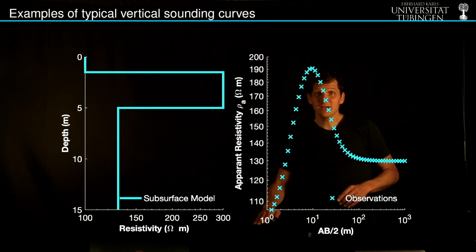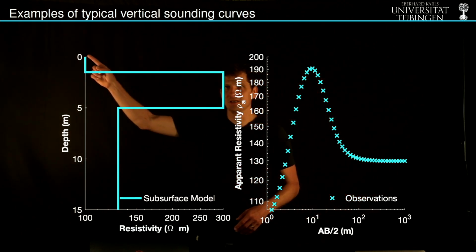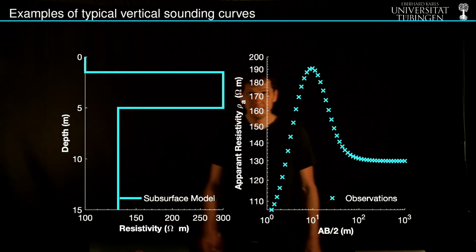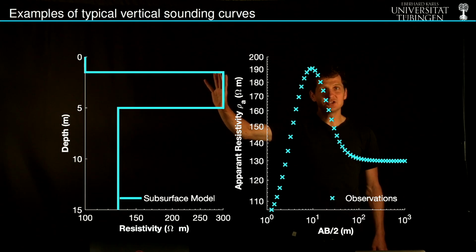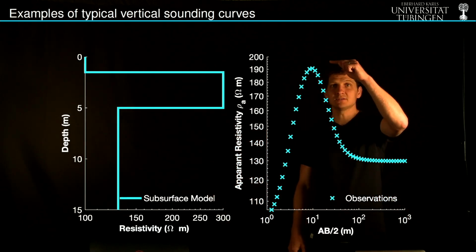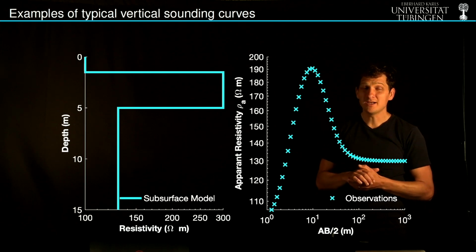Then let's go at the shallow end, very small distances. We should only see the shallow layer, so that's about 100 ohm meters. That corresponds again to this end member case, okay? Now, what about this in-between layer, this sandwich layer? True resistivity is 300 ohm meters, but the apparent resistivity is only 190 ohm meters. Why is this the case?